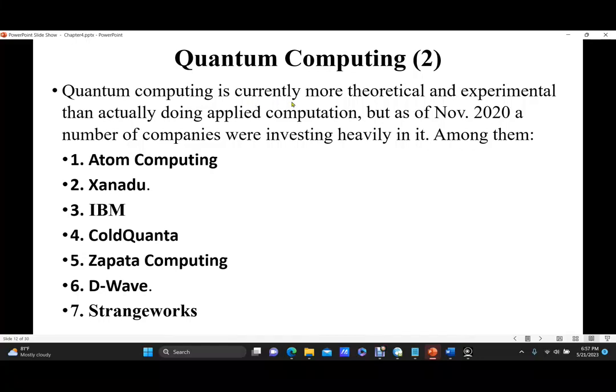Quantum computing currently is more theoretical and experimental than actually doing applied computation. But there are a number of companies that are investing heavily in it: Atom Computing, Xanadu, IBM, Cold Quanta, Zapata, D-Wave, Strangeworks.